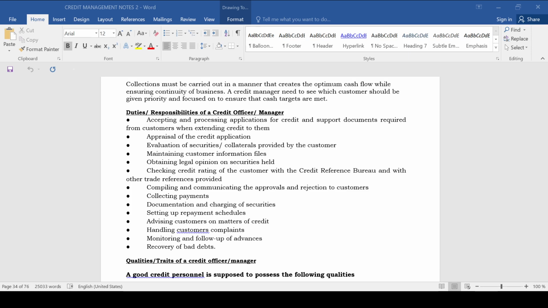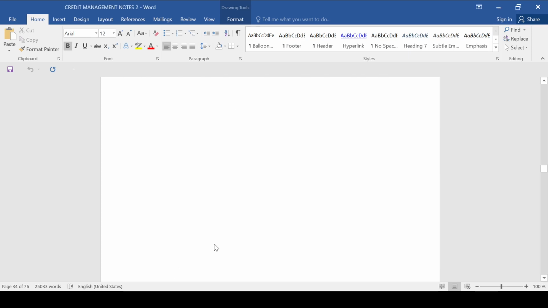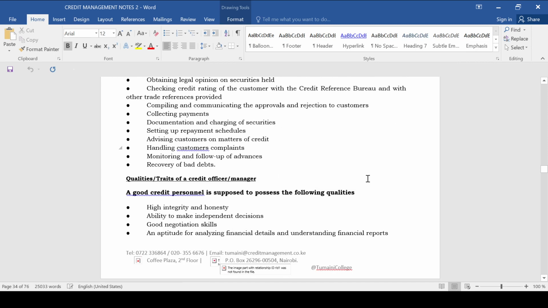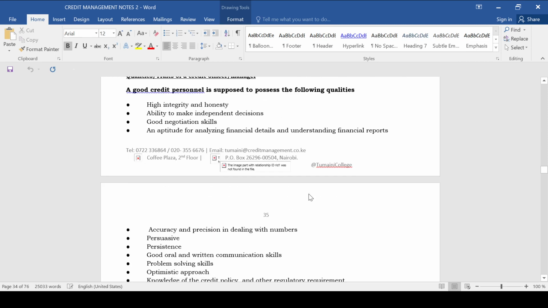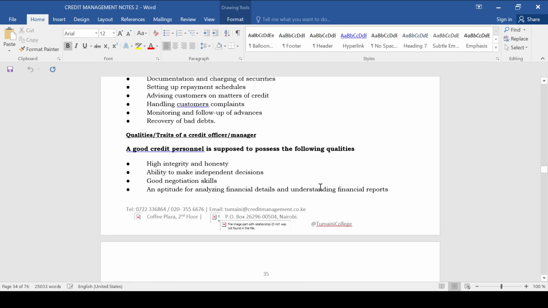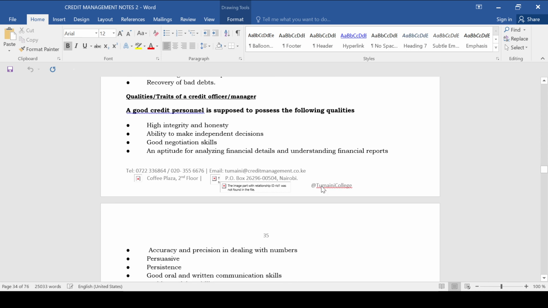We are just tackling an area on the qualities, traits, or characteristics of a good credit officer. We've talked about integrity and honesty. That has already been raised by all of us. Ability to make independent decisions. You should have good negotiation skills, because when you are collecting, when you are following up for payments, you will need to have good negotiation skills.